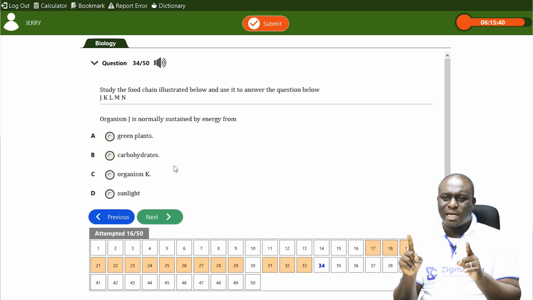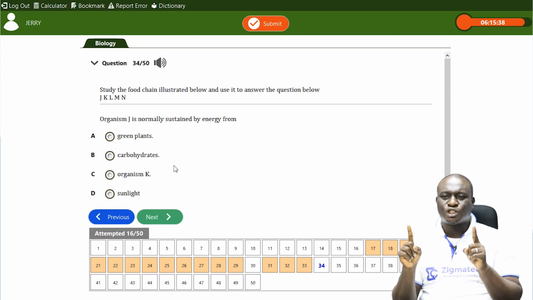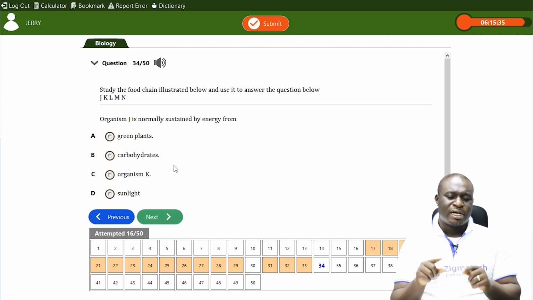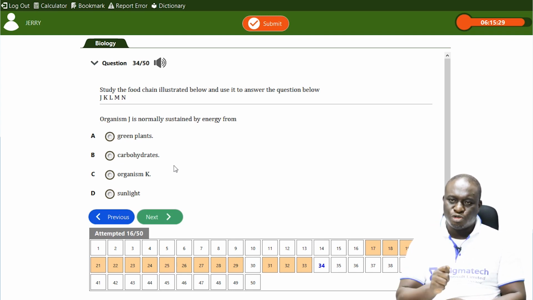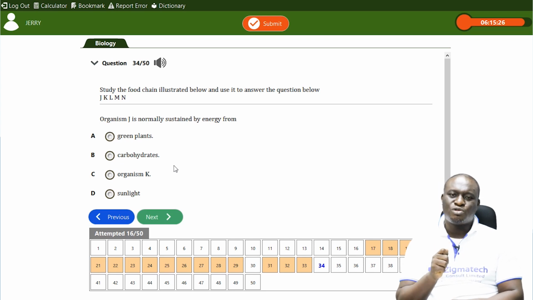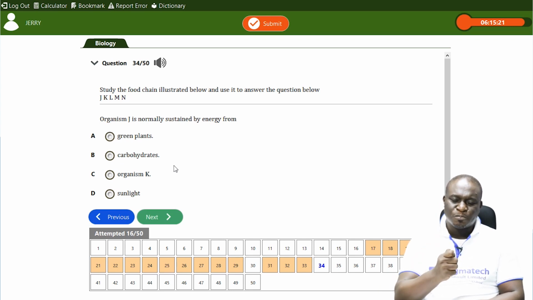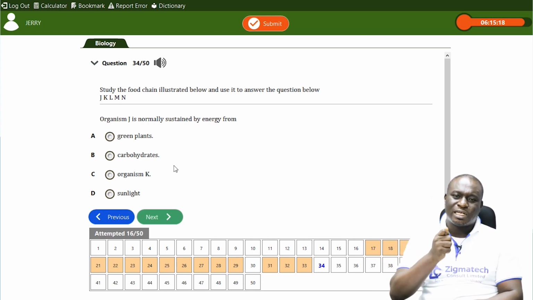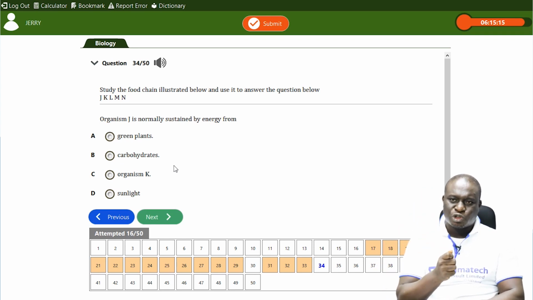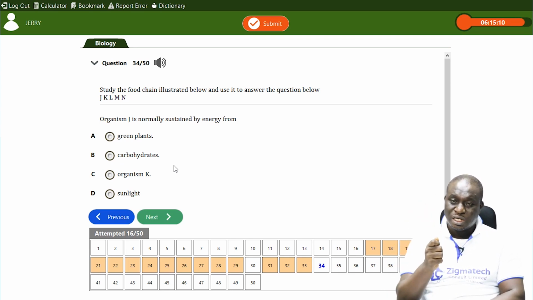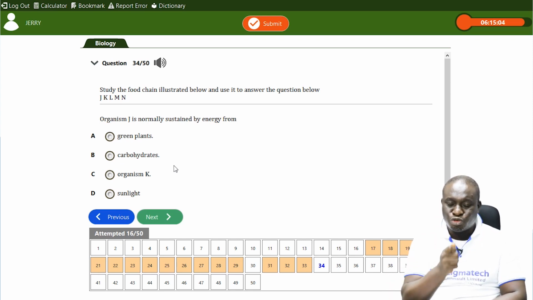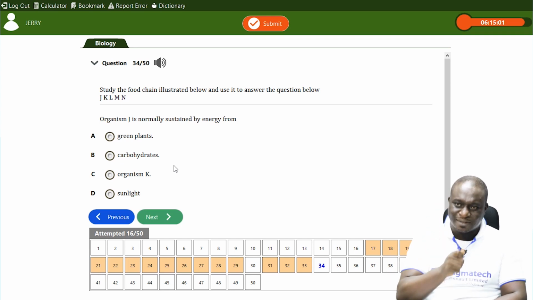Now, organism J, according to the question, is normally sustained by energy from. Like I said, a food chain begins with a producer. Now, what is a producer? A producer is actually a green plant that can manufacture its own food, and it needs the energy of the sun for it. So the ultimate source of energy in an ecosystem or in a food chain is actually the sun. So these green plants, which are producers, depend on sunlight for energy.